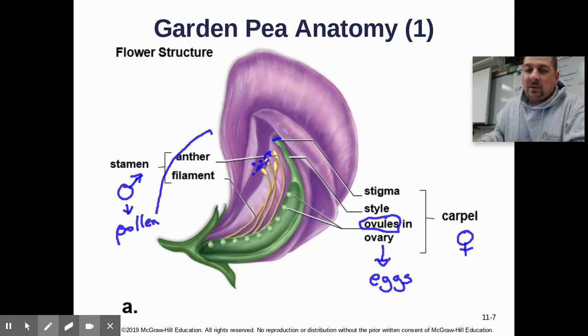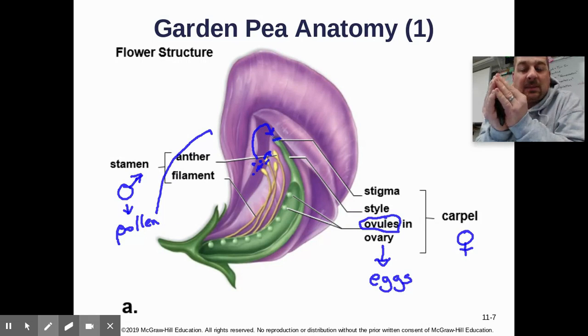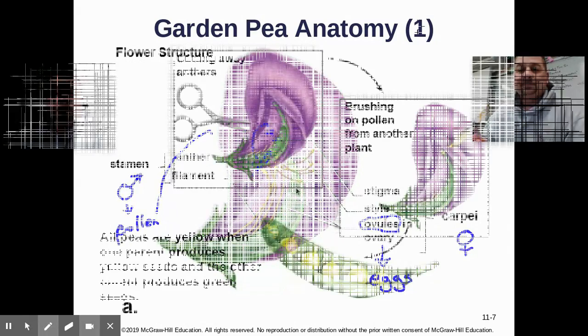So if you remember, I said that these things would self-pollinate. This pollen would land on the sticky end of the stigma up here, and all the pollen from one flower would self-pollinate all the eggs, which would eventually become the pea seeds, the little pea plant embryos within that pod.